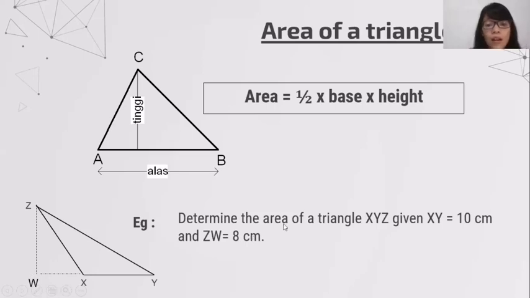So if we substitute into this formula, we can find the area of triangle XYZ, it is half times 10 centimeter times 8 centimeters. So the answer is 40 centimeter square.